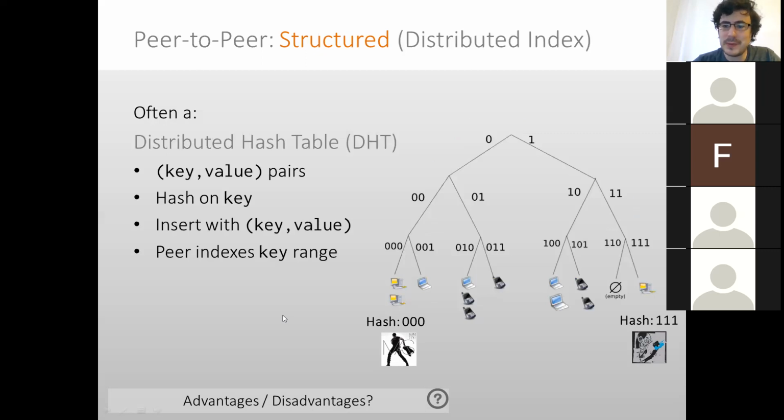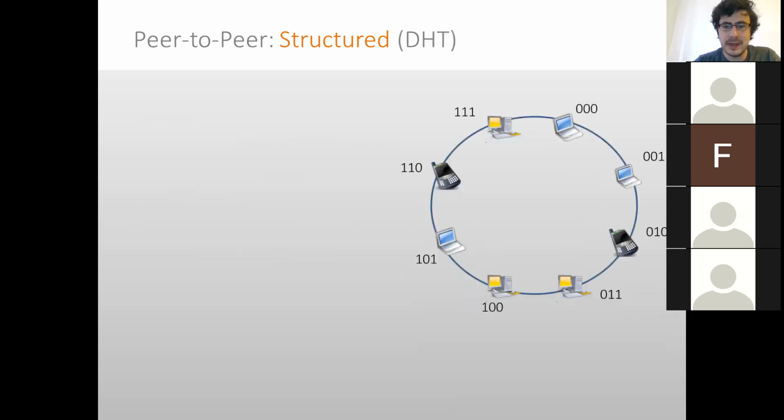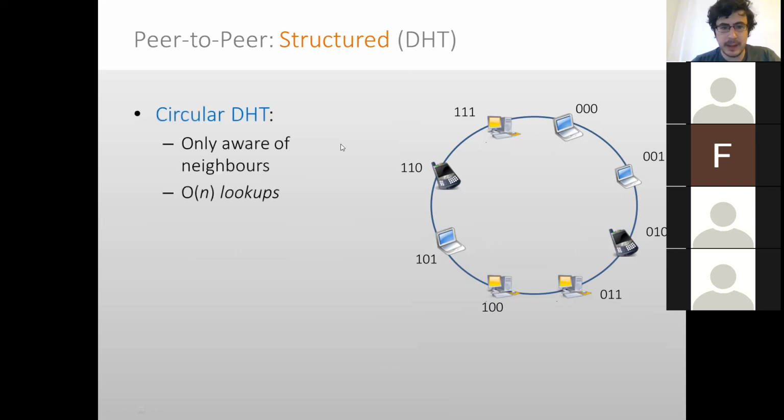The main thing we're doing here is telling each peer what it needs to index based on their hash. So here we have the hashes, and we have a structured DHT. This is called a circular DHT, where each node is only aware of its neighbors. In this case, we're just incrementing the hash range in a binary way: 0, 1, 2, 3, 4, 5, 6, 7. So this gives us O(N) lookups.